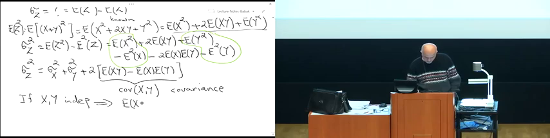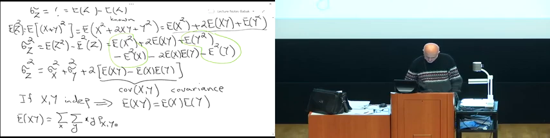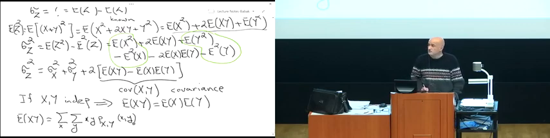Because E of xy then becomes what? E of x times E of y. And why is that? Notice E of xy, by our definition, is now a function of x and y. So this is the sum over x, sum over y, small x, small y, and the joint PMF, correct? Are we all here? This is g of xy. I'm summing over x and y to get the expected value, and I have to multiply by the joint PMF.